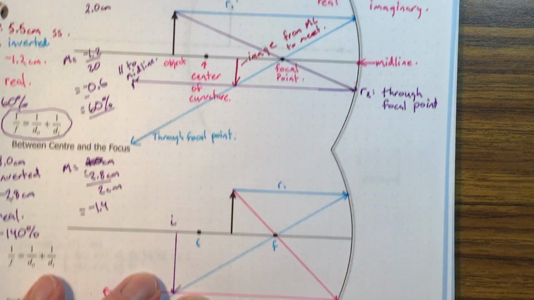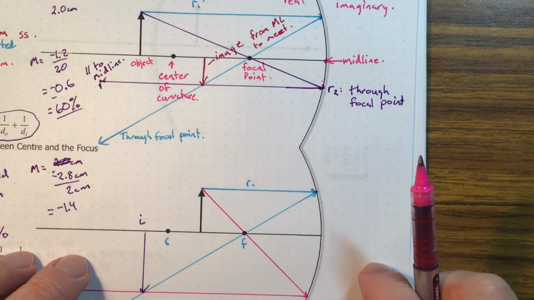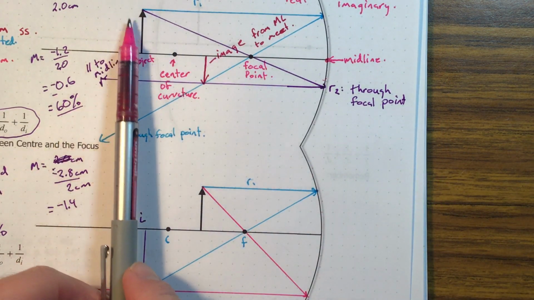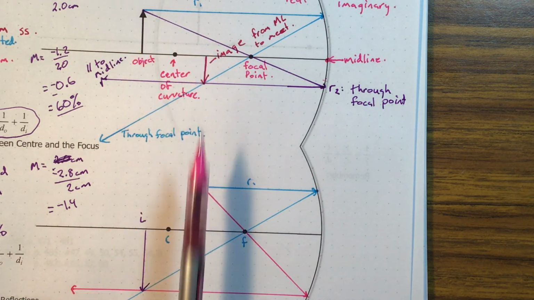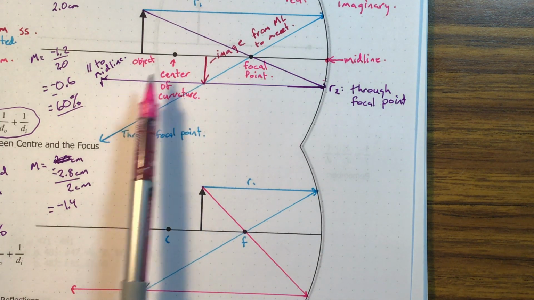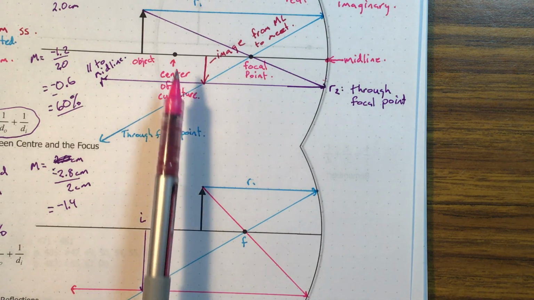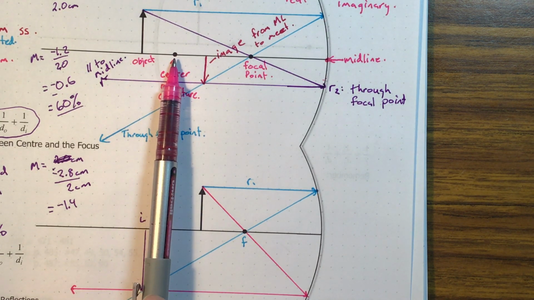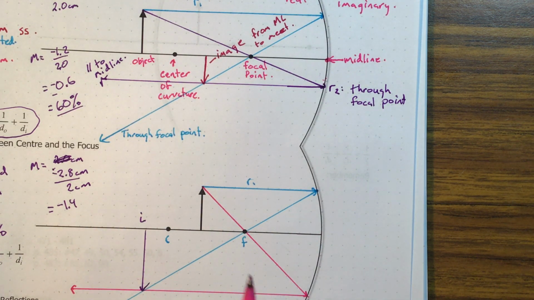All right, so now let's see what happened between these two. So we took this object, and as we moved this object in to here, our image moved out and got bigger. See, our image moved out and got bigger. What do you think would happen if we put the object right at the center? It's an interesting question. I want you to think about it. Look at what's happened here.